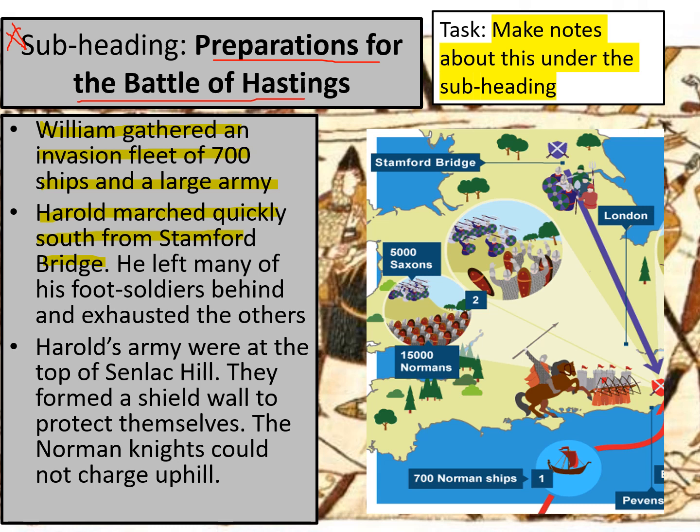But one thing that Harold's army did do to prepare is they went to the top of Senlac Hill. So basically, once they managed to march further south, they went to the top of a hill called Senlac Hill. And whilst they were at the top of this hill, they formed a shield wall to protect themselves.